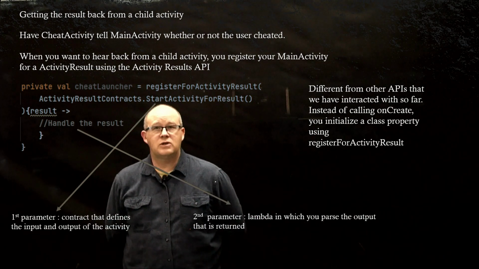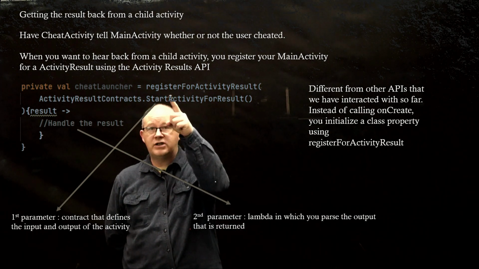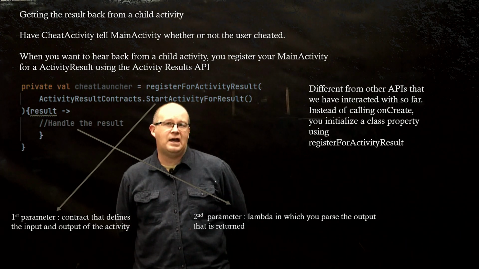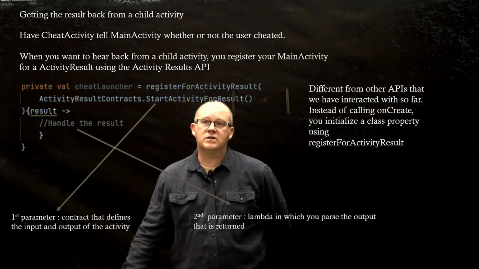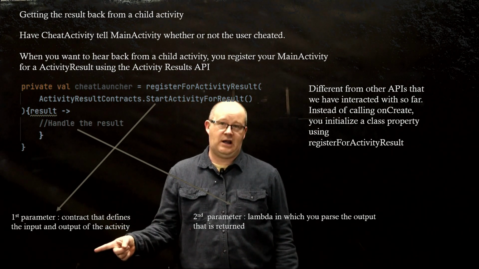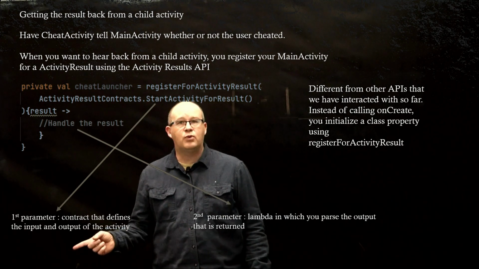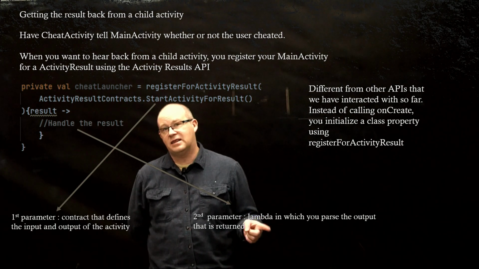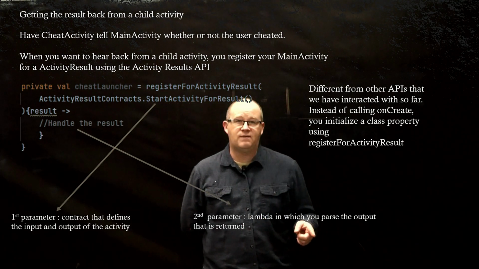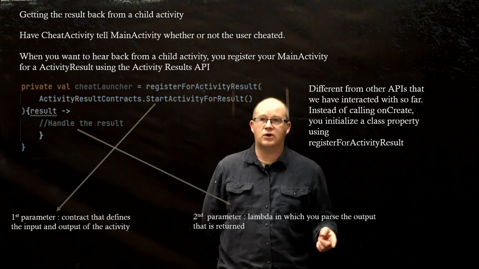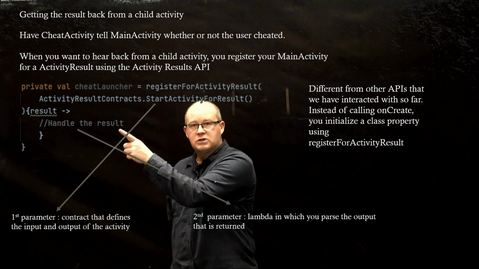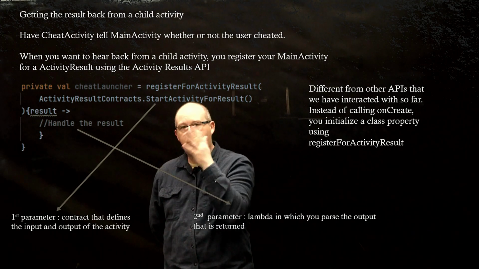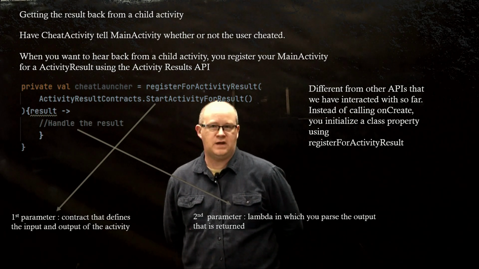Instead, we are going to call this function, register for activity result. And that is always going to have two parameters. The first is going to be a contract. That's going to define the input and the output for the activity. The second parameter is a lambda function, and the job of the lambda function is to parse the output that's going to be returned. When we put this function in this video, it's just going to be stubbed. We're not going to actually have the result, but it's going to be set up for the next video.